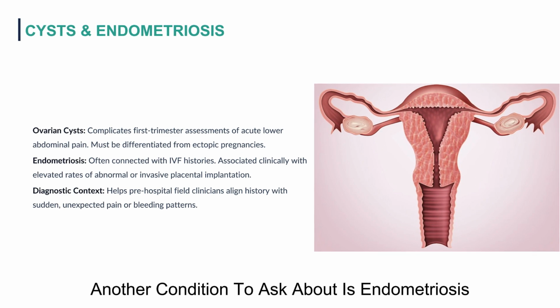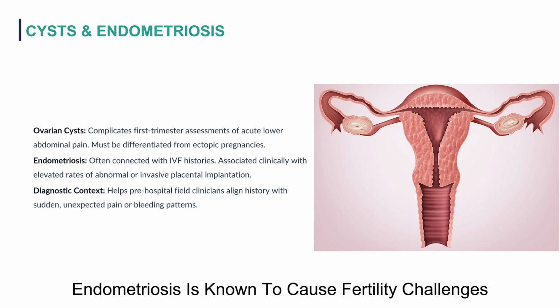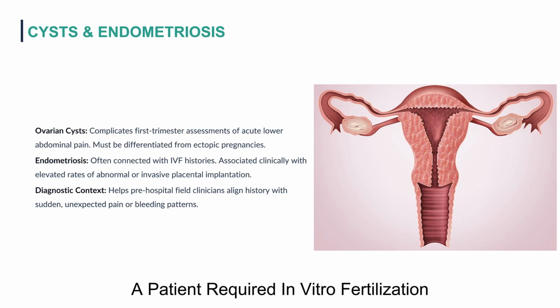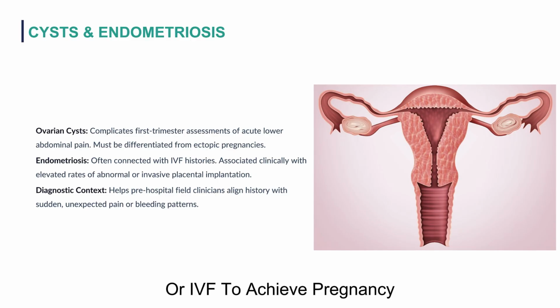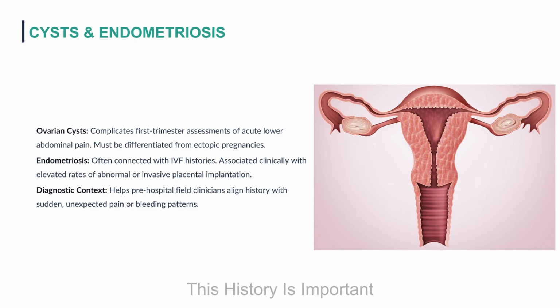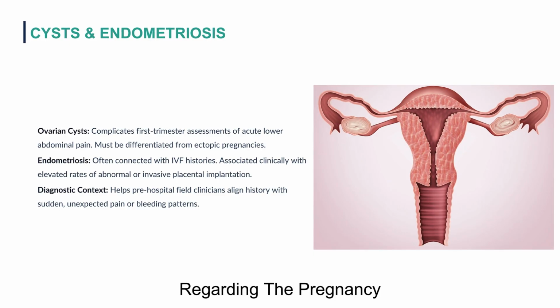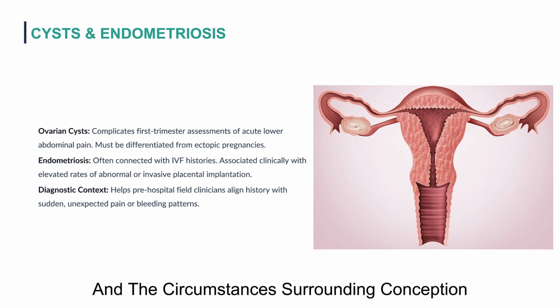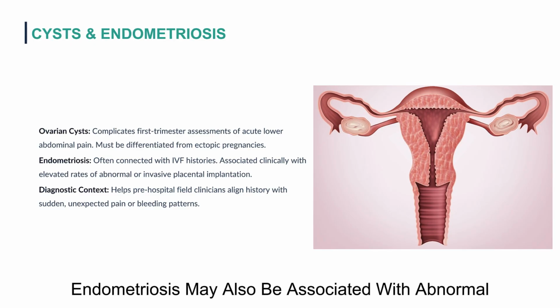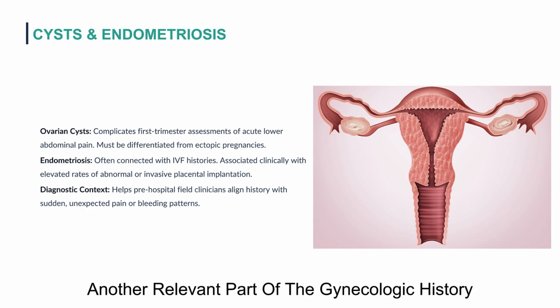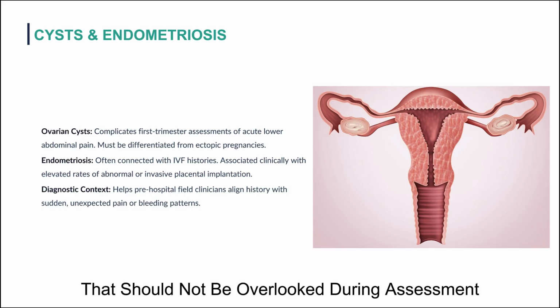Another condition to ask about is endometriosis. Endometriosis is known to cause fertility challenges, and it may be one of the reasons a patient required in vitro fertilization, or IVF, to achieve pregnancy. This history is important because it provides additional context regarding the pregnancy and the circumstances surrounding conception. Endometriosis may also be associated with abnormal placental implantation, making it another relevant part of the gynecologic history that should not be overlooked during assessment.